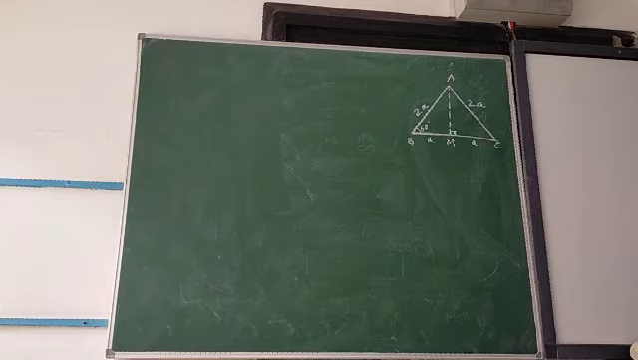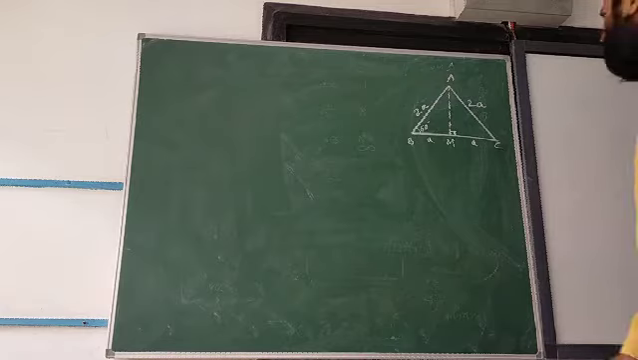And angle B equals angle A equals angle C equals 60 degree, because it is an equilateral triangle. Okay. Construction.